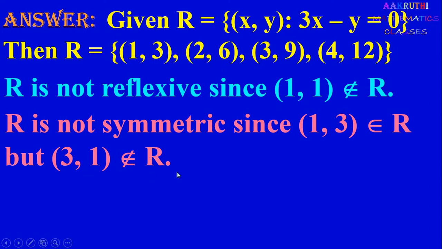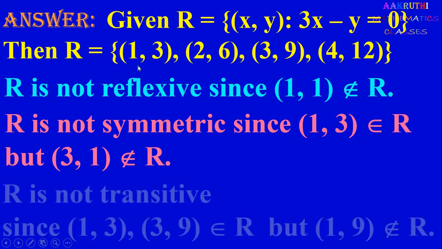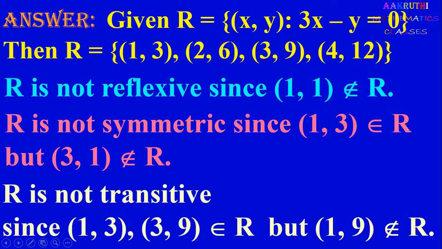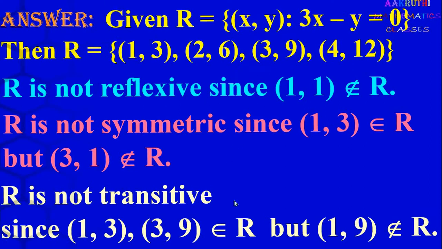So therefore it is not symmetric. So R is not symmetric since (1, 3) belongs to R, but (3, 1) does not belong to R. Then we check transitive. Now we consider here (1, 3) and (3, 9). So (1, 3) and (3, 9) belong to R, but (1, 9) does not belong to R. So therefore this relation is not transitive. So this relation is not reflexive, it is not symmetric and it is not transitive.